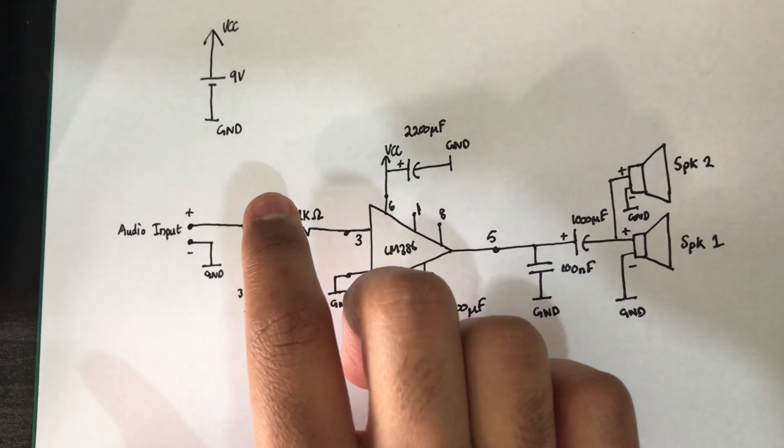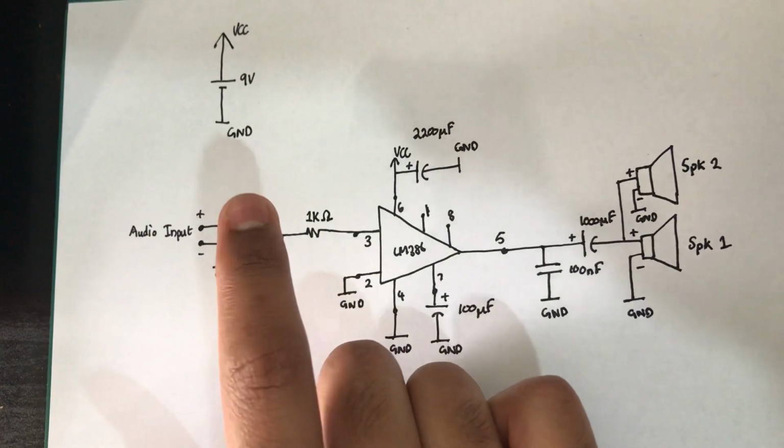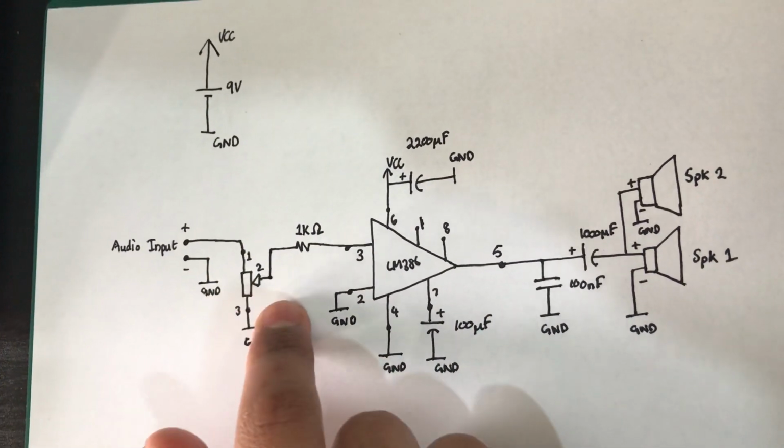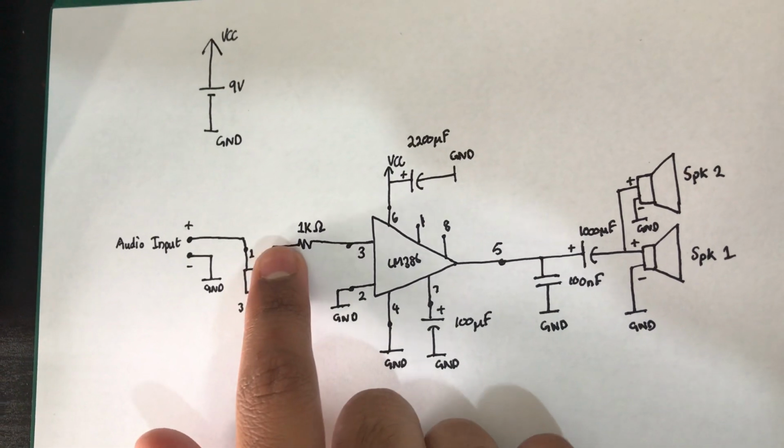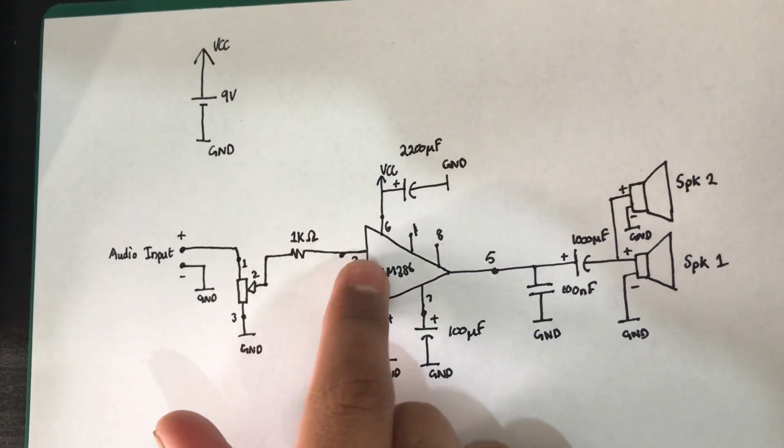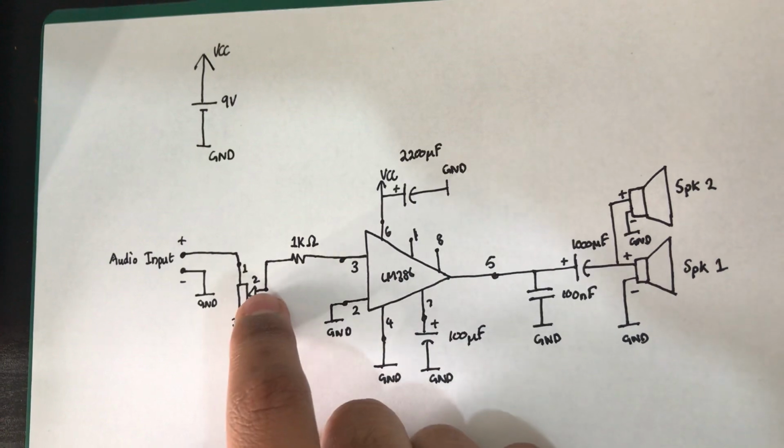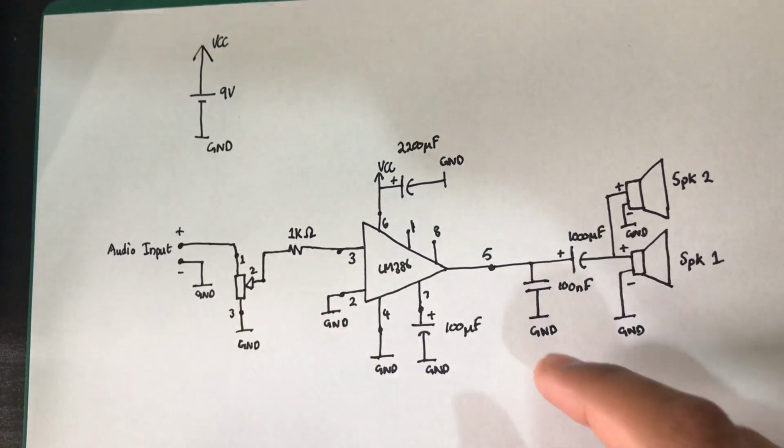Pin 1 is connected to the positive side of the audio input. Pin 2 will be connected to a 1K resistor and go straight to pin 3 of the IC circuit. And pin 3 will just connect to the common ground.